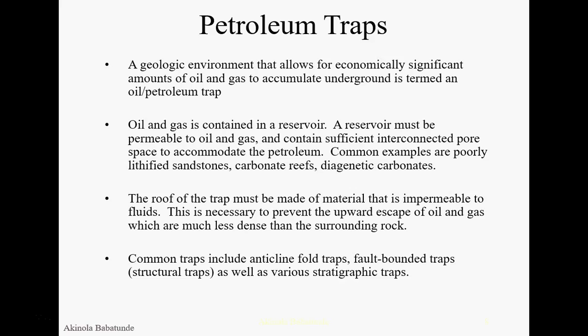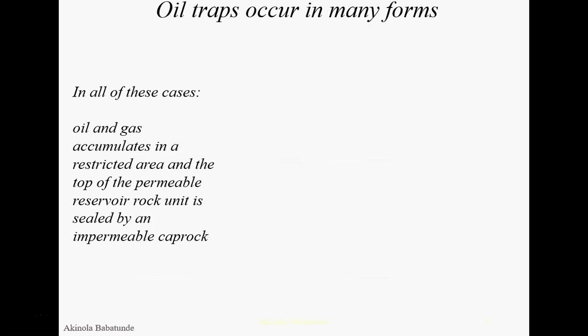Common traps include the anticline fold traps, the fault-bound traps, which are usually referred to as the structural traps, as well as the various stratigraphic traps. There are three primary forms of oil traps. And in all of these three cases, oil and gas accumulates in a restricted area, and the top of the permeable reservoir rock unit is sealed by impermeable cap rock, as we shall soon see.